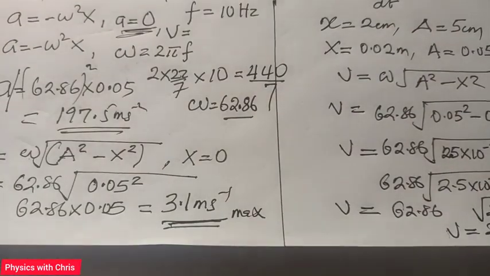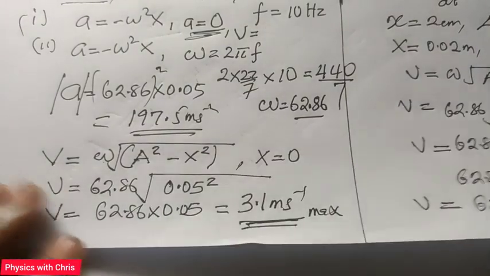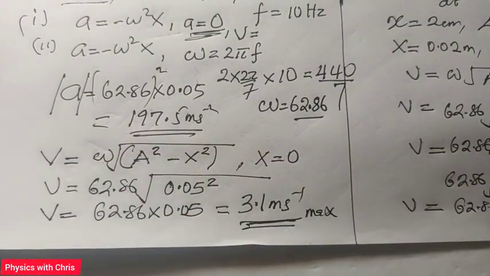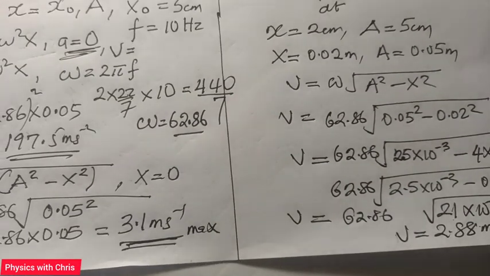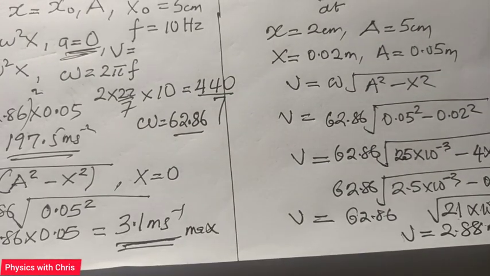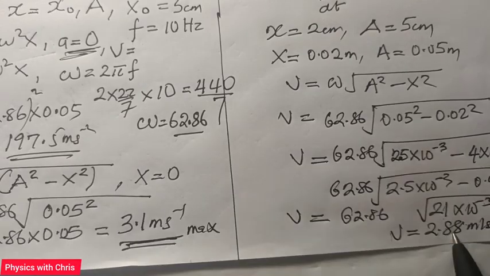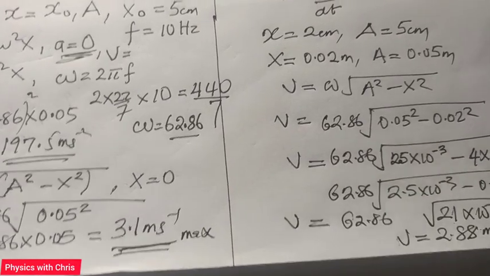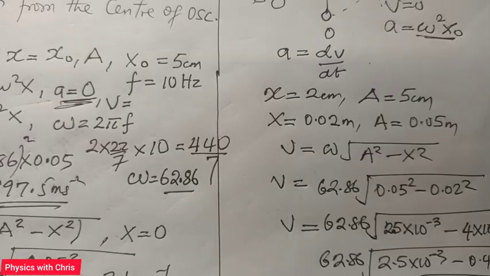And let's compare that with the result we got before for our maximum velocity. Recall that our maximum velocity was 3.1. So we can see that it's actually maximum, because the velocity of the body at a displacement of 2 centimeters from the center of oscillation is 2.88, which is less than the maximum velocity of the body.